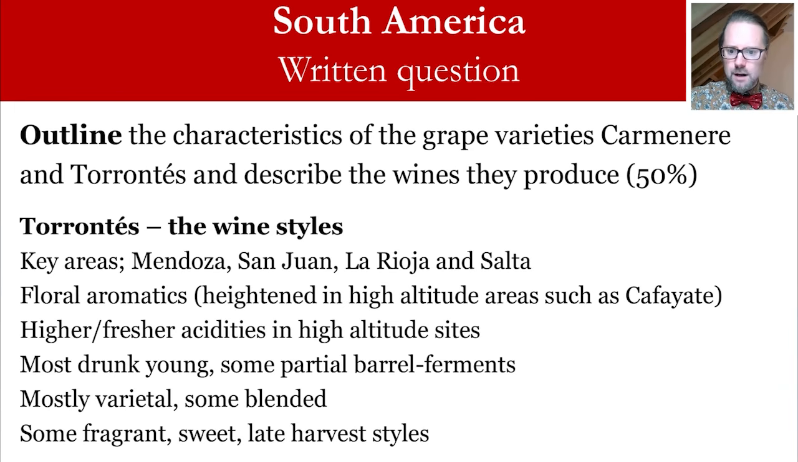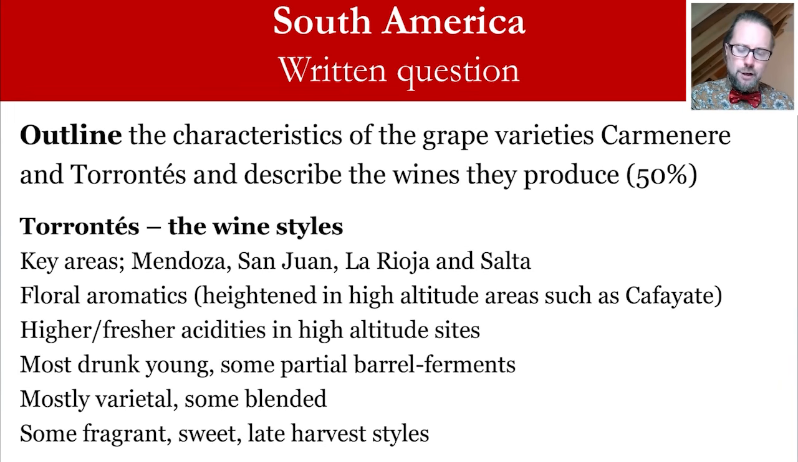The wine styles. So most Torrontés is intended to be drunk fairly young. So that is often in stainless steel. But we will find some being oaked, maybe partial barrel ferments or very small percentages. It's usually made as a single varietal, but there are a few blends, like with Sauvignon Blanc, but it's more often a varietal. And you can also find some sweet, fragrant late harvest styles.